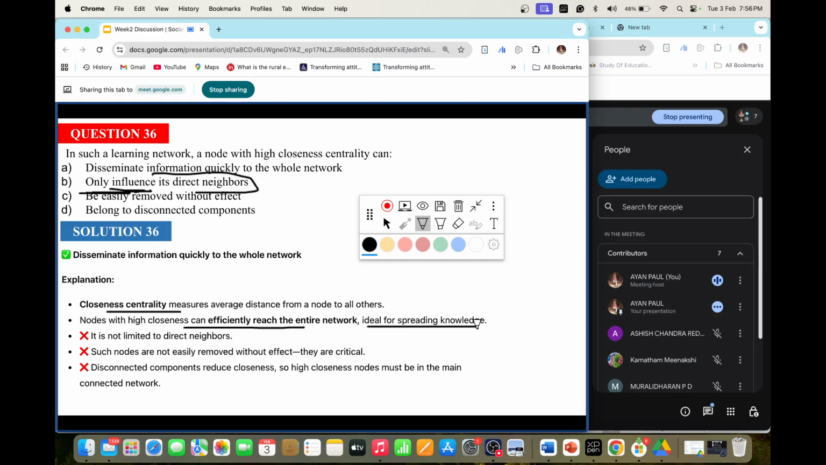So such nodes are not easily removed without effect. They are critical. Disconnected components reduce closeness, so many high-closeness nodes must be in the main connected network. So option A is the correct answer. By this we have ended our 6 cases for this discussion session of week 2. Okay, so this is regarding the discussion.